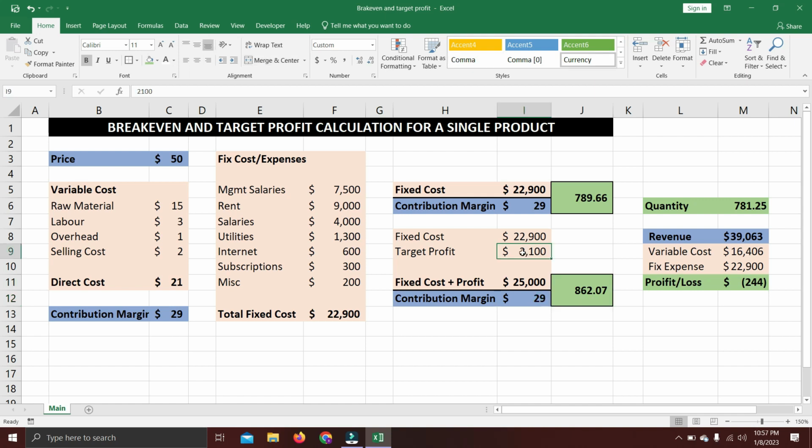And also, if you want to increase your target profit by 3,000, I will make it 5,100 and enter. It has further increased. So let's check this here, 965.52, and enter. So you can see 5,100. So at this quantity, which was referred by this, we are making a profit of 5,100.